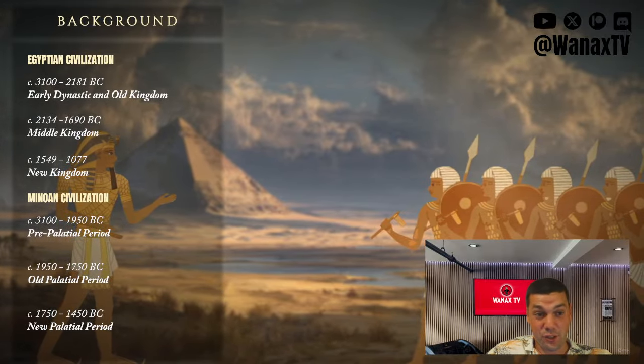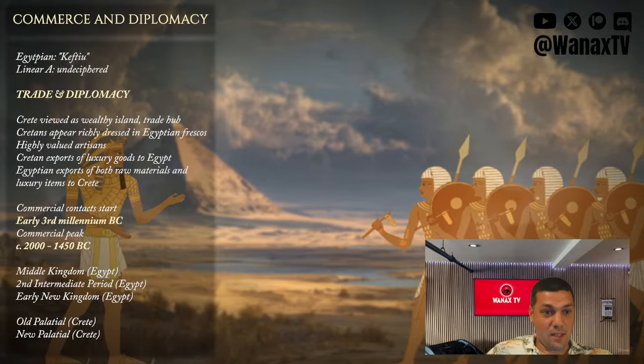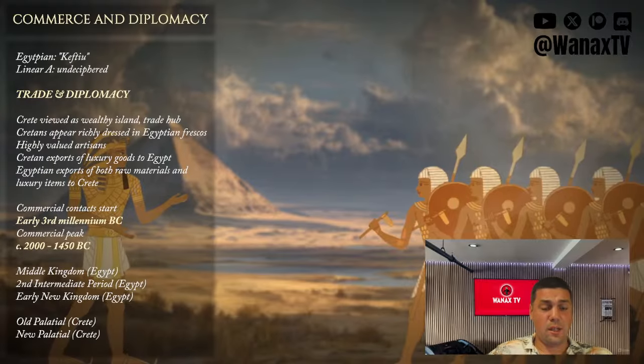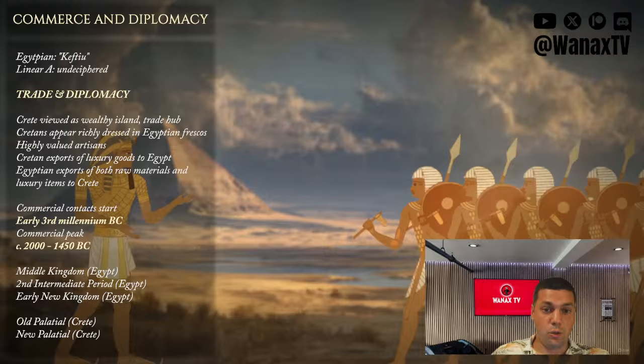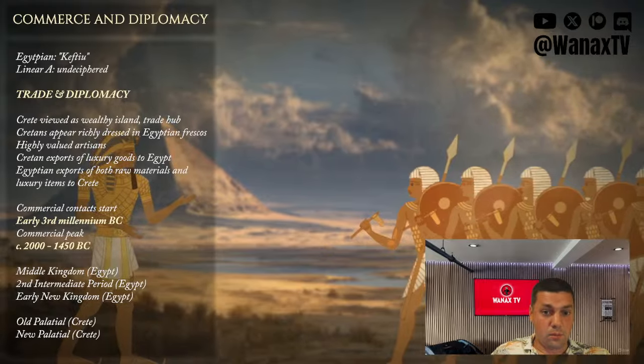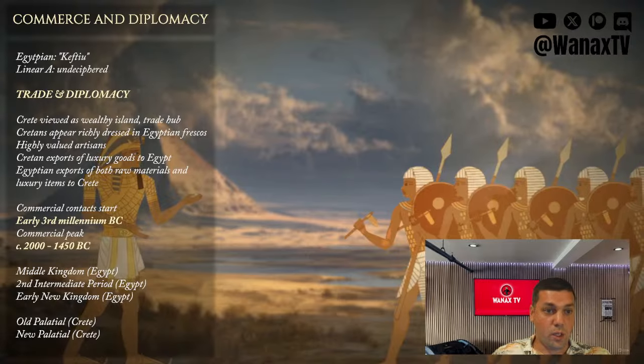This was the introductory segment, the background on each civilization, and now we have commerce and diplomacy. So this is approximately how the relationship between the two powers, or let's say civilizations, worked.